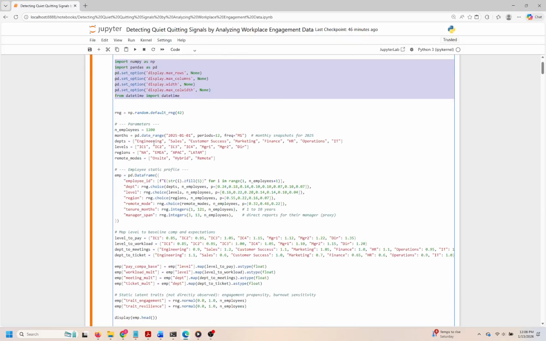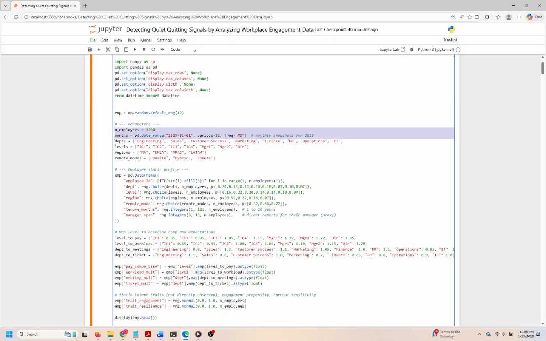columns for better visibility. We use NumPy's random generator to ensure our results are reproducible, thanks to the setSeed value. The cell establishes parameters that define our employee population, including their number, the departments they belong to, their job levels, and their remote work modes. With 1,200 employees, the variety represented will help simulate a rich dataset.